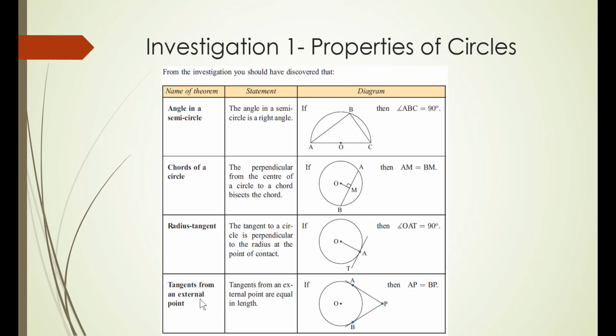And the last one is tangents from an external point. Tangents from an external point are equal in length. If I have a point outside the circle, and I have two tangents to the circle, and I connect the point to the points of contact of these two tangents, the lengths of AP and BP will always be the same. So these are the four basic pieces of knowledge that you need to understand before I continue.